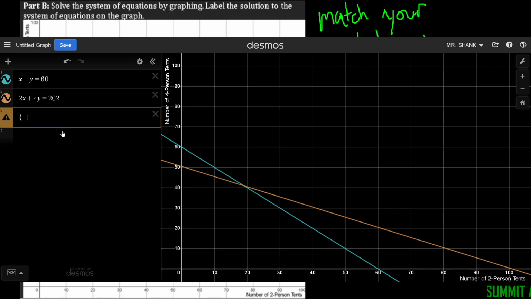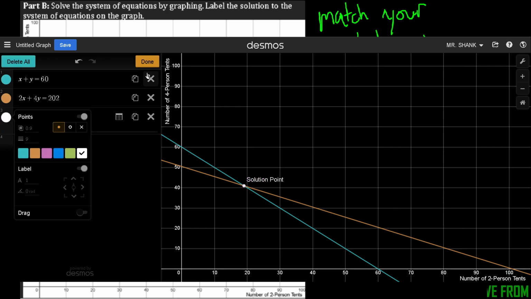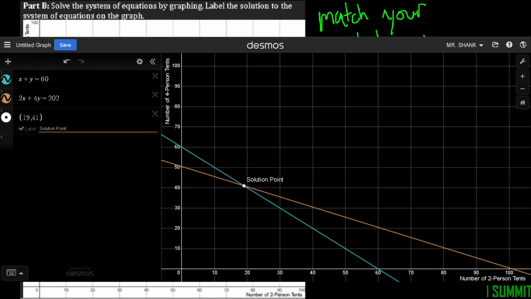So let me graph that out. Let me say 19, 41. I'm going to click label, and I'm going to say, hey, we need to label what this is. So we're going to say this is our solution point. We change the color. Let's say white. It'll make it a little bit easier to see. So let's say a solution point, and that is our point of intersection, meaning where they cross, touch, meet, or they intersect. Okay, so there's our picture, and this is what we need. So we're going to say, hey, here's our point, meaning here's our solution for our system.